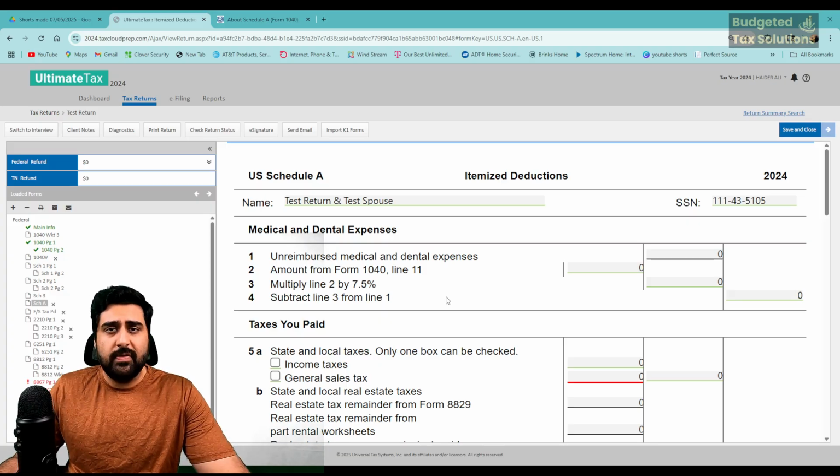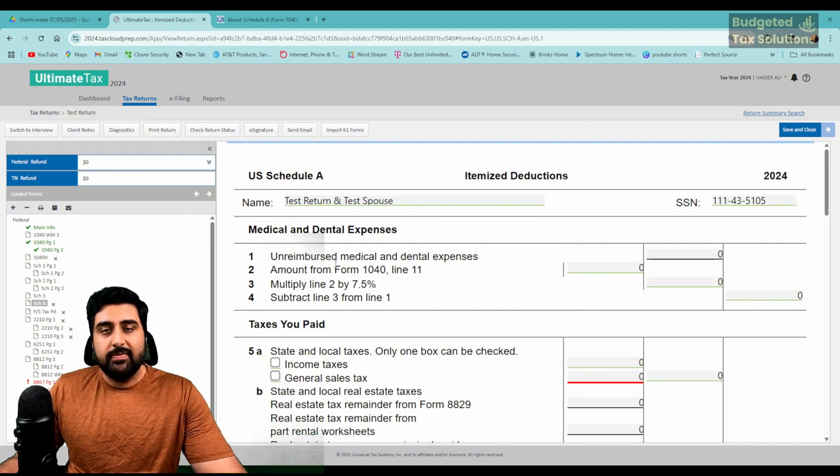So starting off with medical expenses, the only catch with medical expenses is that the IRS does not allow you to claim everything, so it is capped. The cap is that anything above 7.5% of your adjusted gross income is given to you in medical expenses. So if it's lower than that, then you won't be able to claim anything.